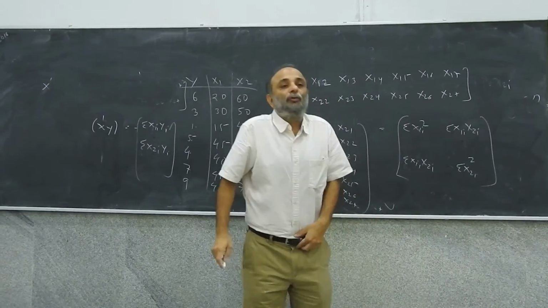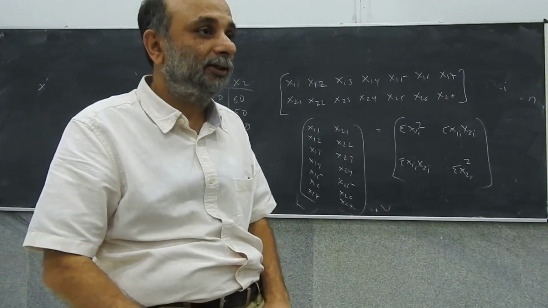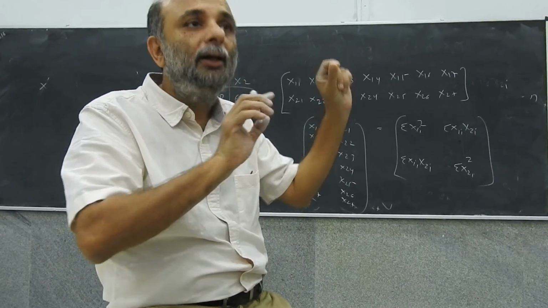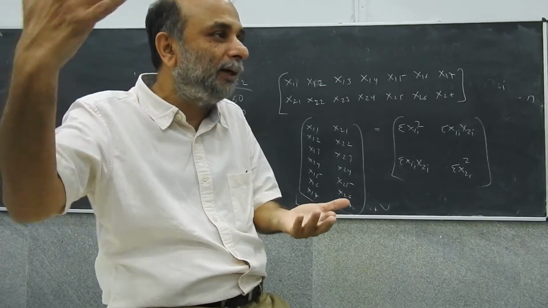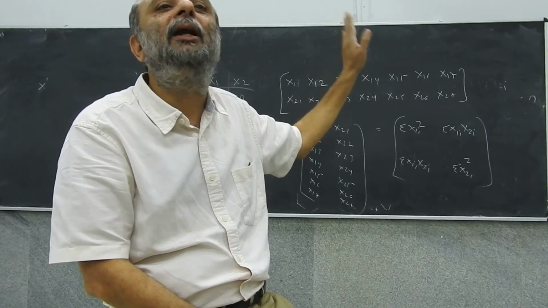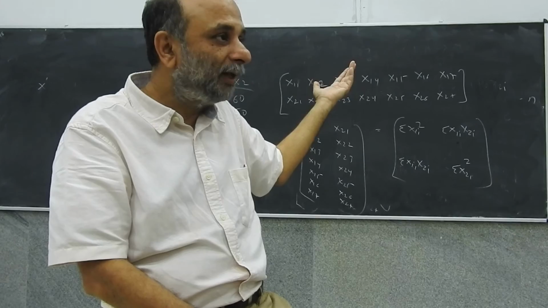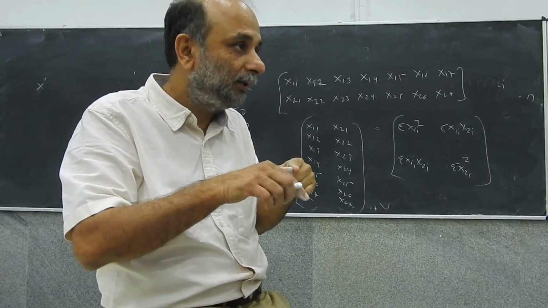So first, the x dash x matrix is a square matrix. It has 2 rows, 2 columns. If it's a larger matrix, it will generally have k rows, k columns if there are k explanatory variables. Right? x1 and x2 are called the explanatory variables here because they explain y. So if there are k explanatory variables, x dash x will be a k cross k matrix.